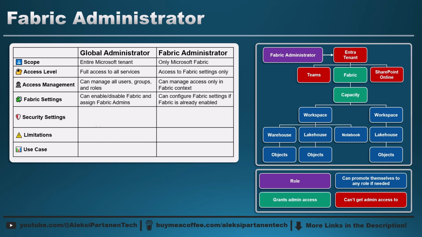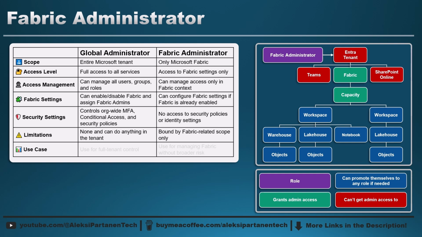Next is security settings. This is a big difference. Global admins can configure security features like multi-factor authentication, conditional access, and identity protection policies. Fabric admins cannot access or modify any of those. They are limited to settings inside Microsoft Fabric only. So, from the point of view of the limitations, the global administrator role has no limitations. On the other hand, Fabric admins are restricted to Fabric scope. They cannot touch services, settings, or identities outside of Microsoft Fabric.